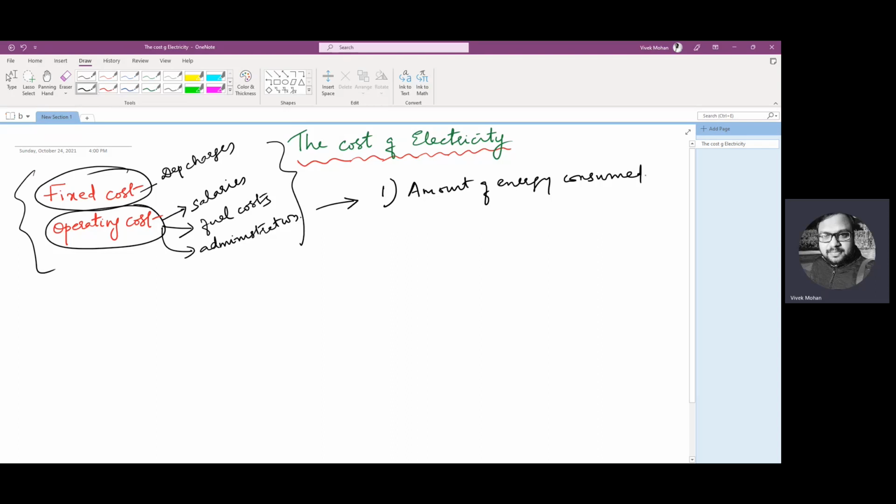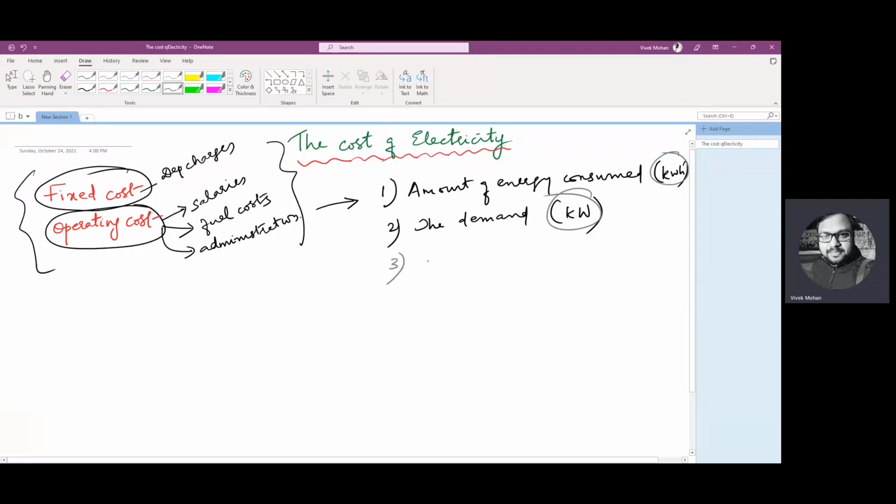So what should be the unit here? Here it should be kilowatt hours, right? Then second is the demand itself. Demand means the rate at which the energy is consumed. So it is in kilowatts. This is in kilowatt hours. This is in kilowatts. Okay.